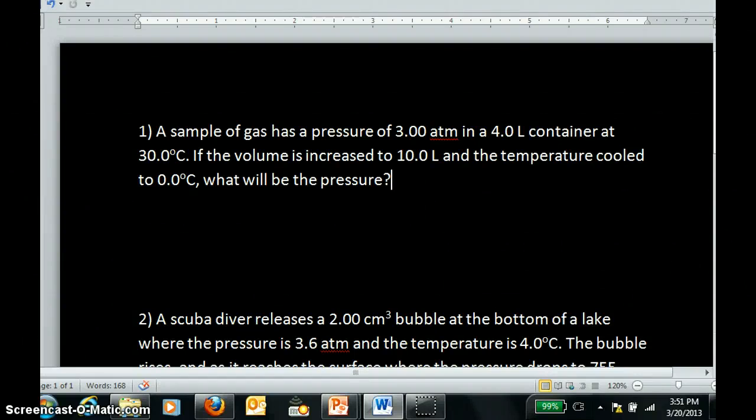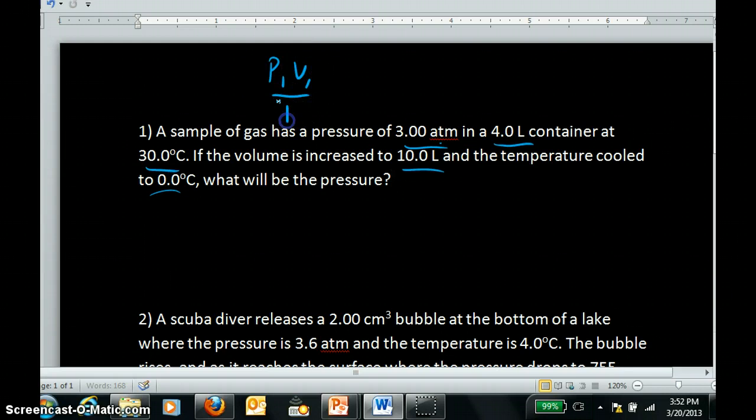So in our last screencast, we learned how to work simple gas law problems by changing conditions. Here's the next step up. Namely, we have a gas and it has a pressure and a volume and a temperature given. And then we're told that the volume and the temperature are changed, and we want to know what will happen to the pressure. Well, this is really a combination of all the other gas laws, and some people like to use an equation called the combined gas law.